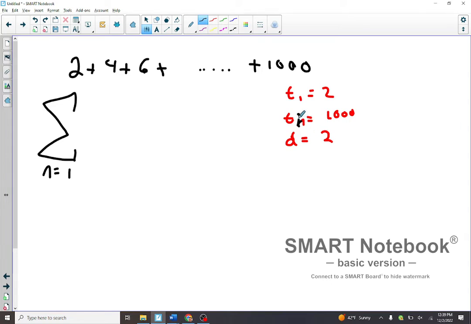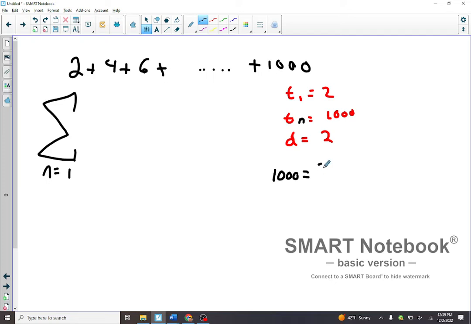I don't know what n is. Tn equals 1,000. Even though you can figure out it's 500, let's just say you didn't know. Other problems won't be easy enough that you can do in your head like that, so you need to do it like this.